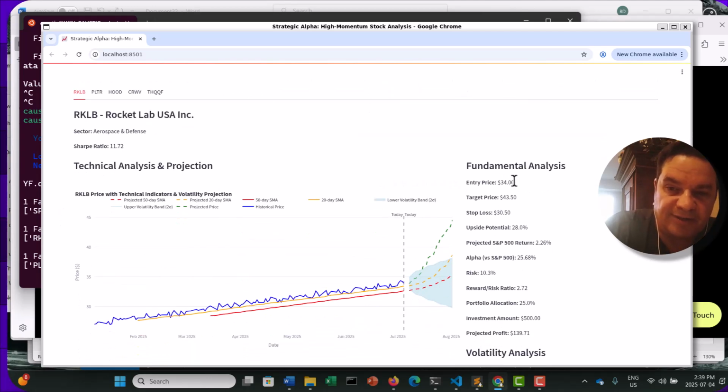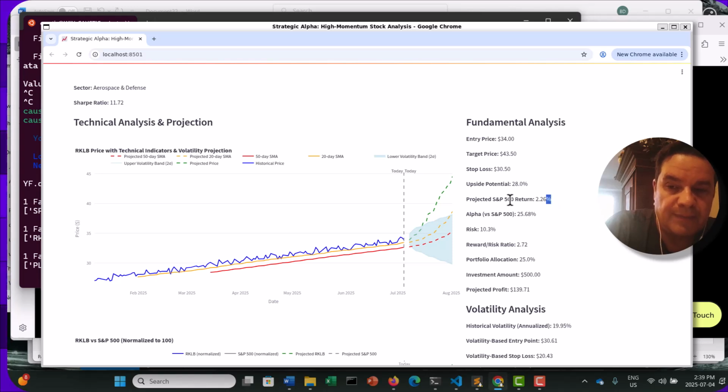So you can see here, its current price is at $34, target price at $43, upside potential 28%, projected S&P return. So it's projecting that the S&P return will get 2.2% over the next 30 days. So I purposely wanted to show these, what they call Wall Street, we'll call it alpha generation. So now you're projecting, based upon this, a 10-times return over the standard benchmark of 2.26.